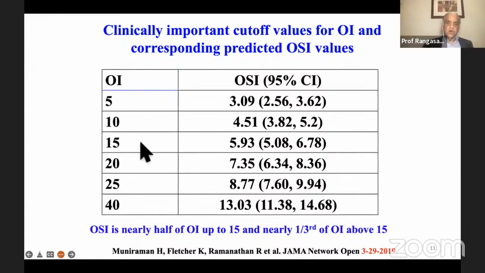So it's very easy to look at it and say, okay, I'm going to start a baby on nitric oxide because my OI is 20, but I don't have a PaO2 at this time. What can you do? If you have a saturation and you calculate the OSI, and that value is between 6 and 9, or 6 and 8, the baby will probably meet the criteria for hypoxemic respiratory failure.